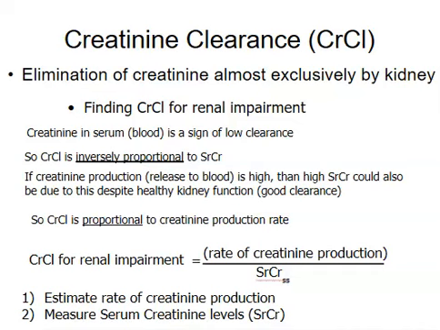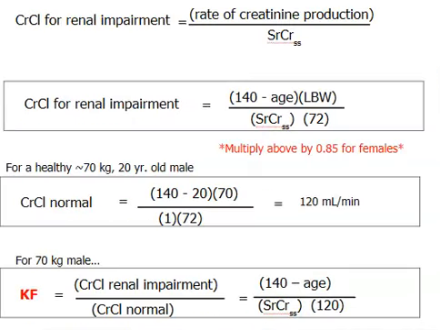So there's a few more formulas where you can get some of these derivatives. And so this is basically just what I said. Here's the formula for creatinine clearance in renal impairment. The rate of creatinine production divided by the serum concentration, which looks like this. Here's 140 minus the age times lean body weight. And then what we did is we put the 72 in the denominator down here. We just moved it over, divided by serum creatinine concentration.